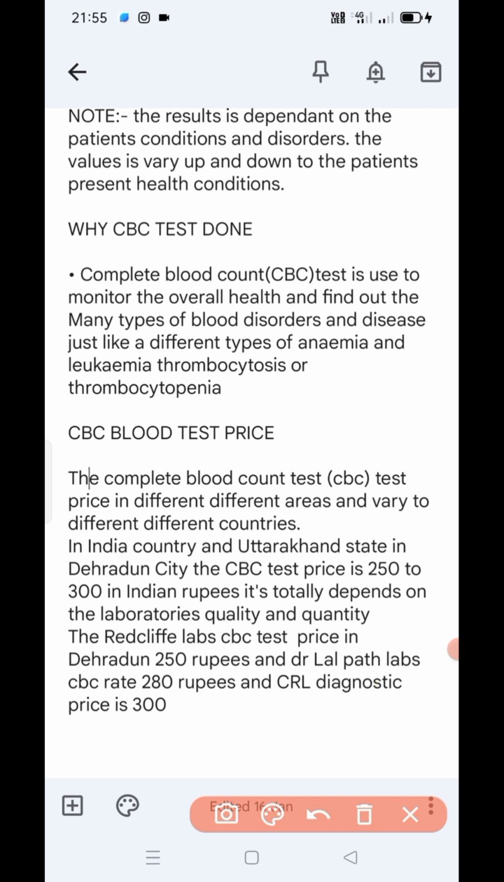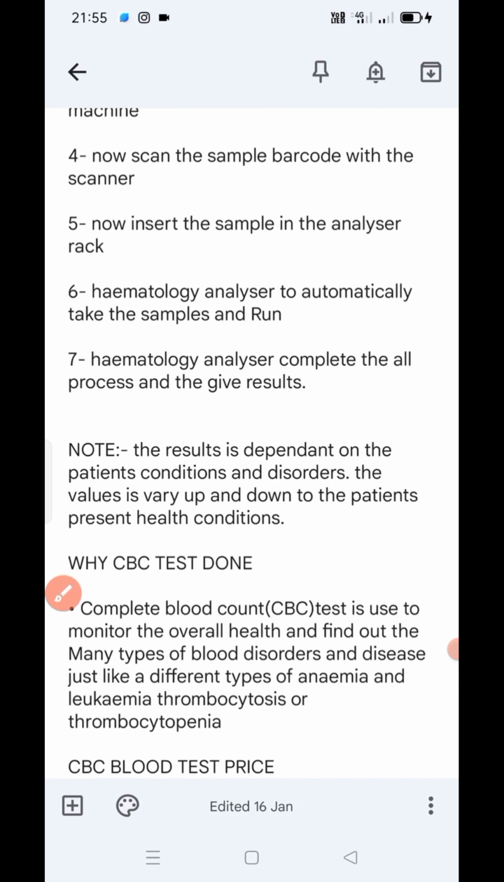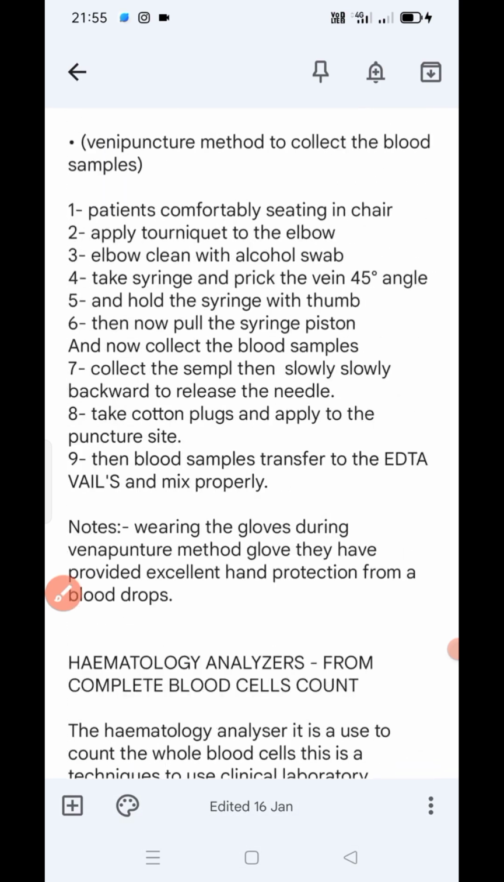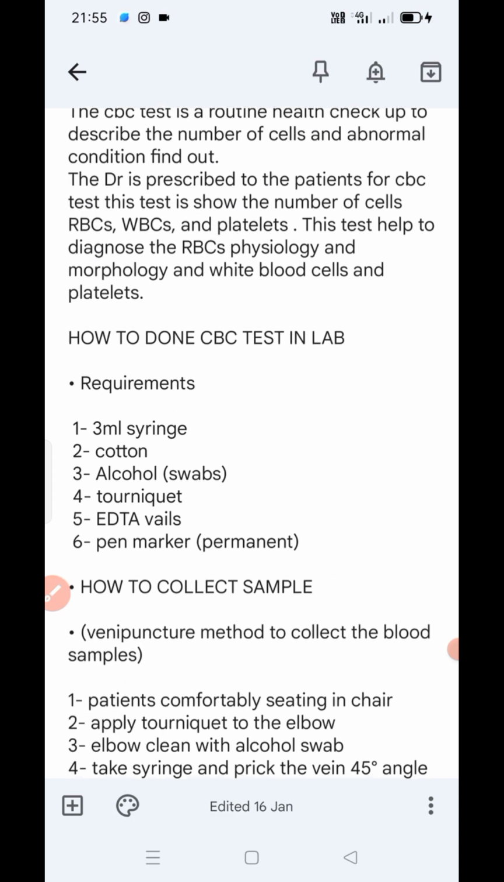So guys, this is the CBC test. This test is routinely used for diagnosis of the overall blood system.